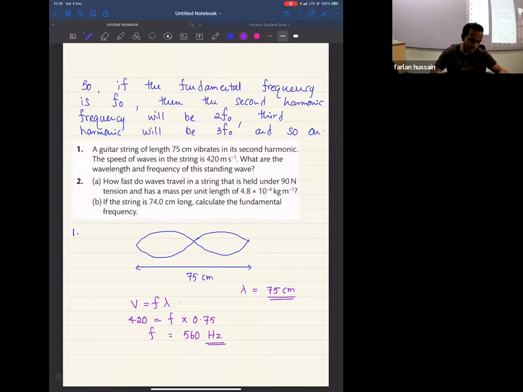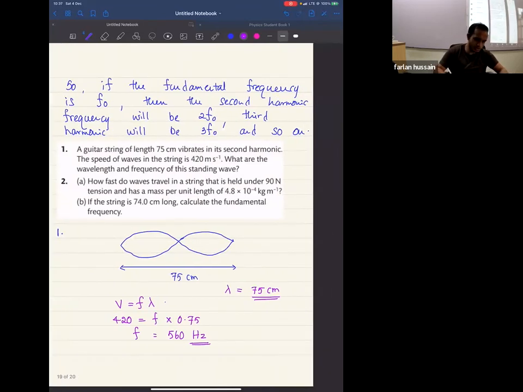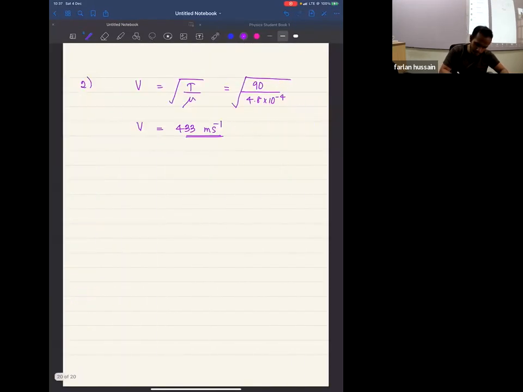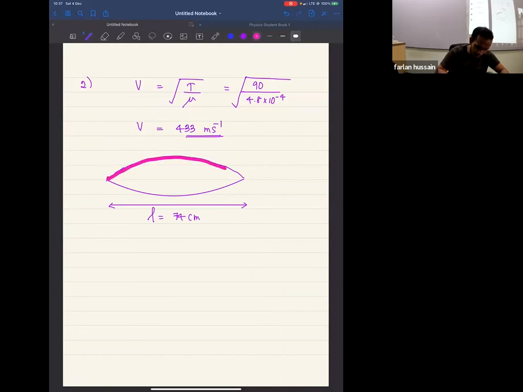The next part of the question says, if the string is 74 centimeters long, calculate the fundamental frequency. So guys, the fundamental frequency means this mode of vibration, right? This is the shape of the stationary wave, just one loop, and the length of the string is 74 centimeters. So now you should understand that this is half of a wave. Full wave will be like this, and this is half of a wave.